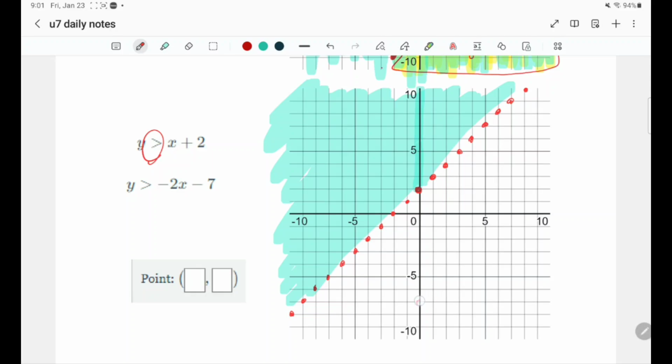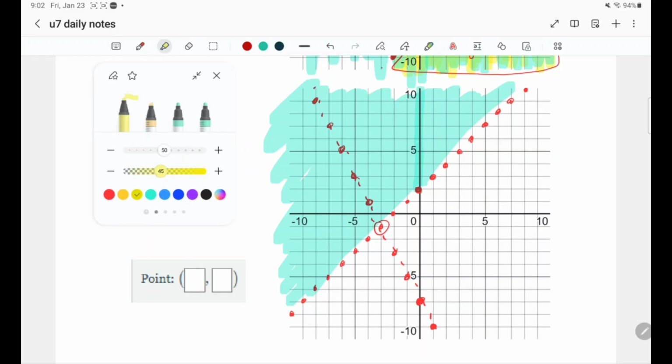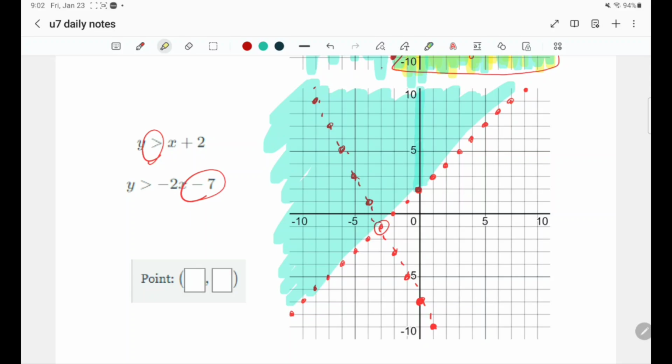Last one, -7 is my y-intercept because it's right there, and then my slope is -2, so down 2 over 1, and then backwards up 2 over 1. 2 over 1. Ooh, look, they cross exactly right there. That's cool, but we don't really care. Okay, that's again a dotted line, so I'm going to add just a few more dots. And then switch your highlighter color. This is also greater than, so everything greater. And that is everything greater.